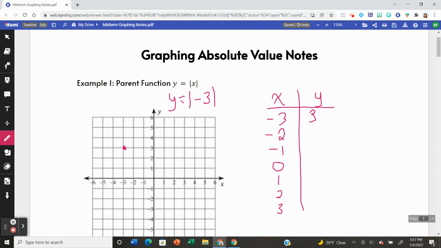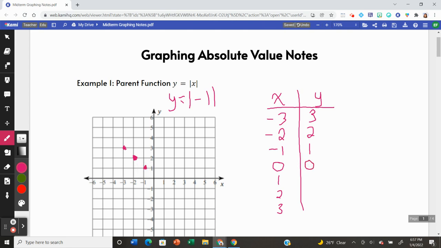Let's do the same concept for the next point, -2. The absolute value of -2 is +2. So again, I will plot that point on our graph. Same idea, I can replace x with -1, evaluate, and plot our point. We should start seeing a pattern here.